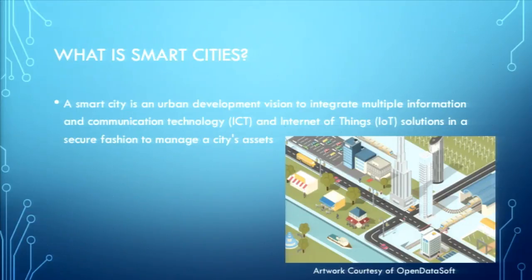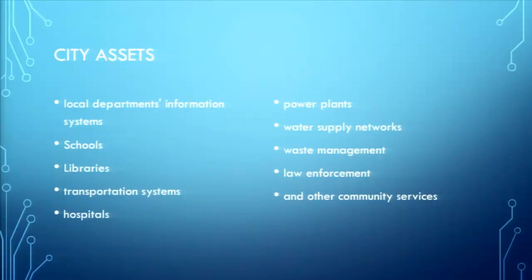So I went and looked. Smart city is an urban development vision to integrate multiple information and communication technology, so that's ICT, the acronym, and Internet of Things, so the IoT acronym, solutions in a secure fashion to manage a city's assets. So we're now talking about use of data and streaming data. Cities' assets can involve things like local IS systems, schools, libraries, transportation systems, hospitals, power plants, water supply networks, waste management, law enforcement, and other community services.